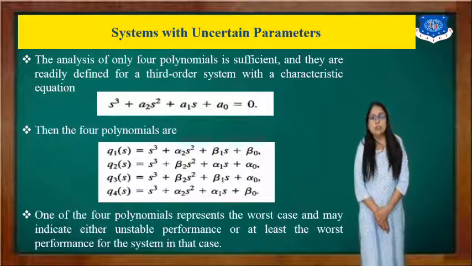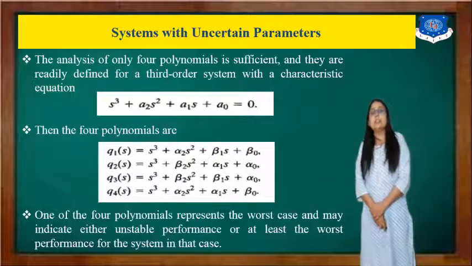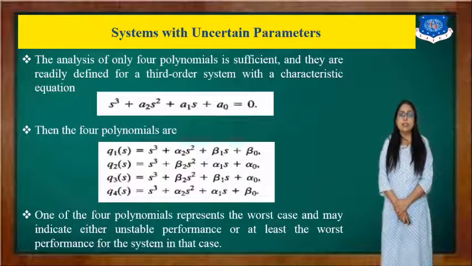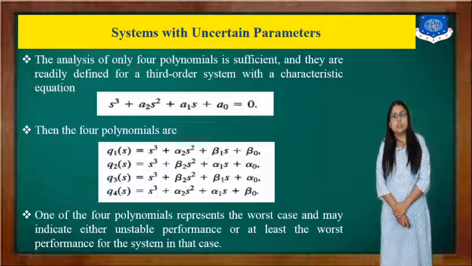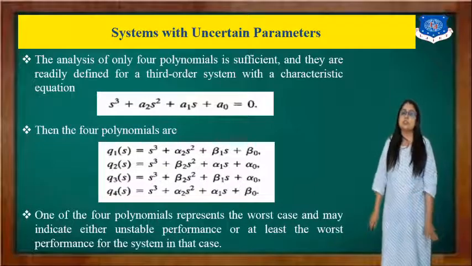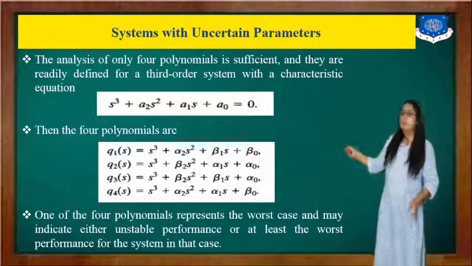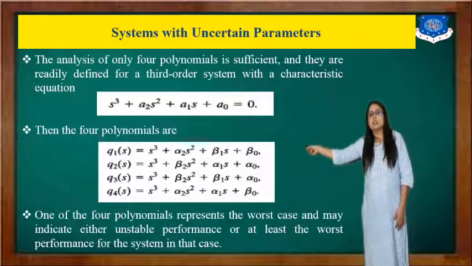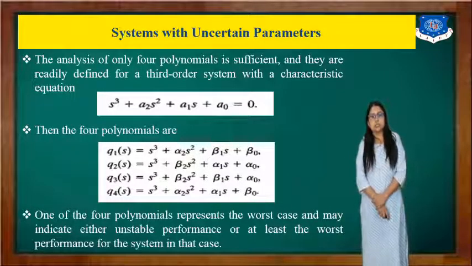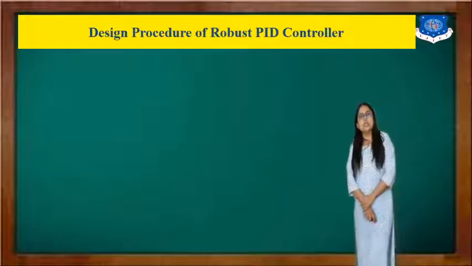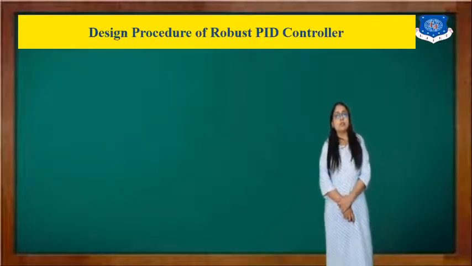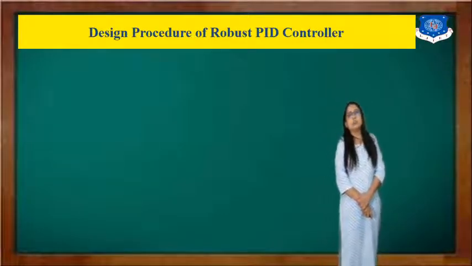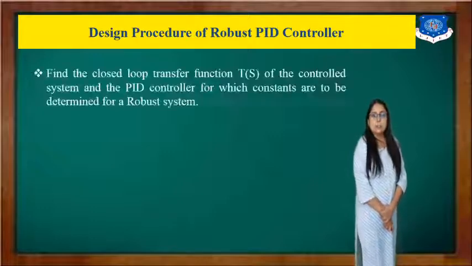Now, one of the four polynomials represents the worst case and may indicate either unstable performance or at least the worst performance of the system. Right? So, for that you need to solve these polynomials. Now, next, last topic, that is the design procedure for the proposed PID controller.